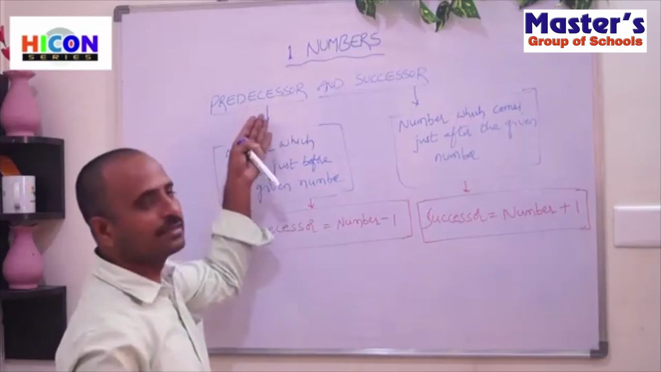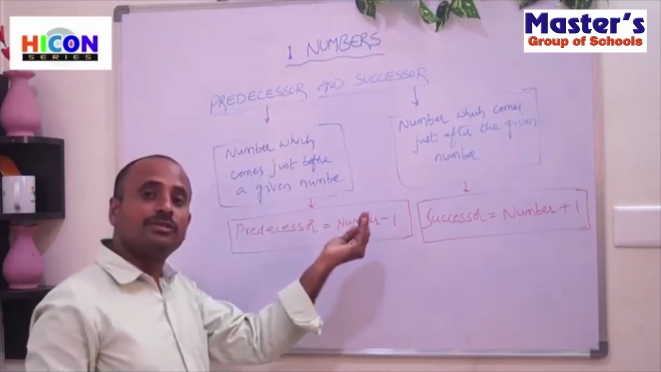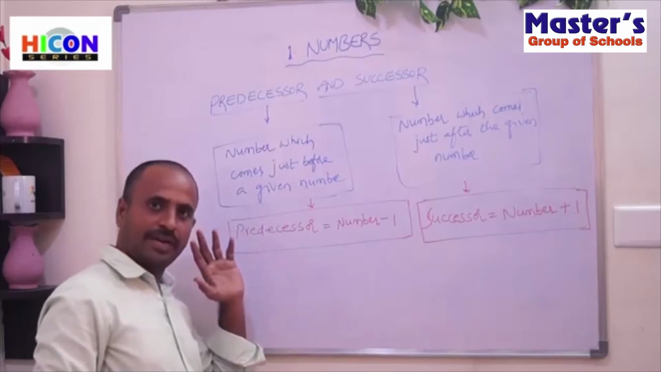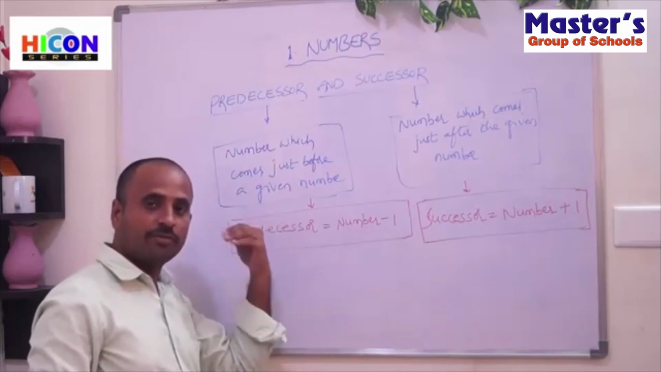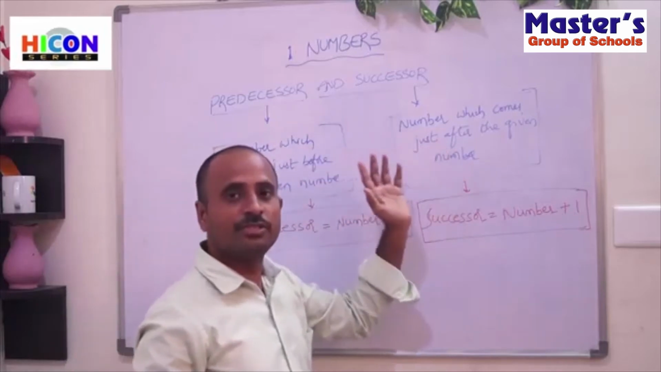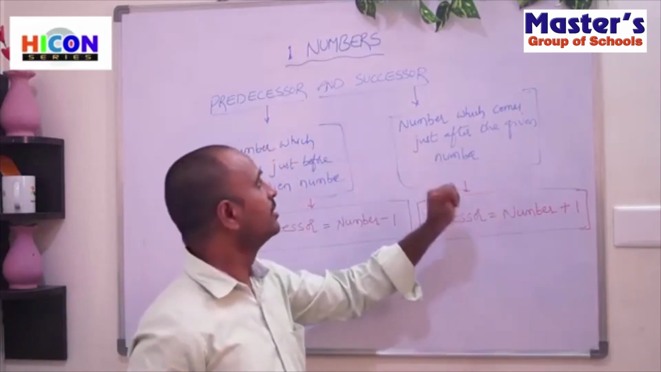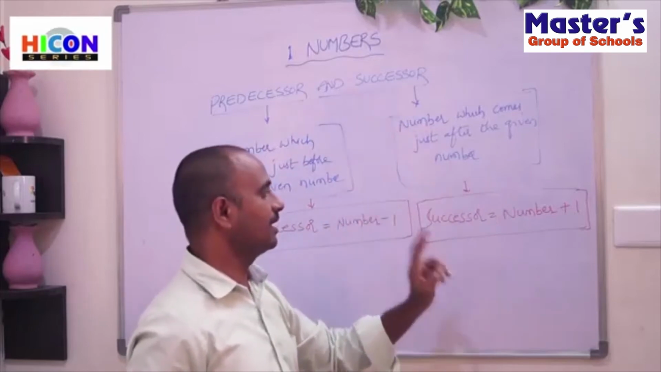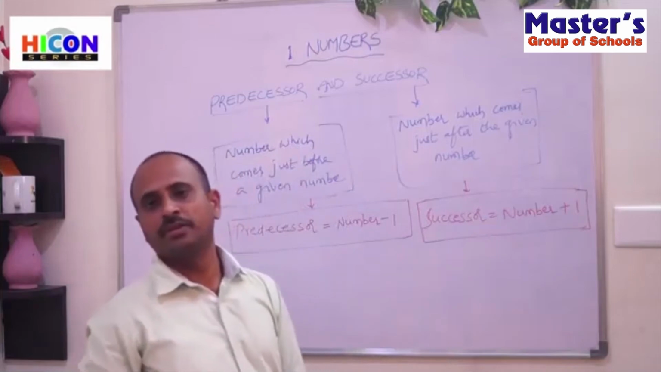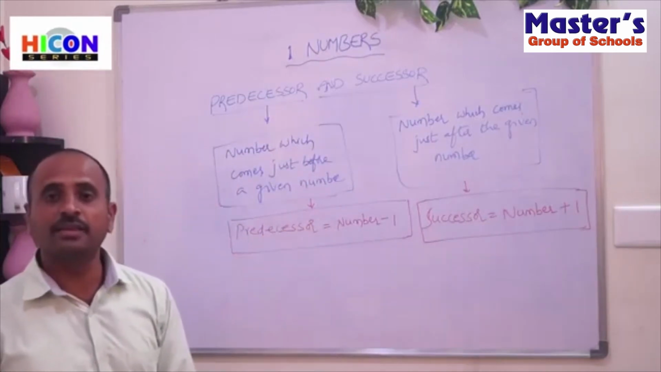So predecessor means the number which comes just before the given number, and predecessor can be obtained by subtracting 1 from the given number. And successor means the number which comes just after the given number, and successor can be obtained by adding 1 to the given number. So this is about predecessor and successor.